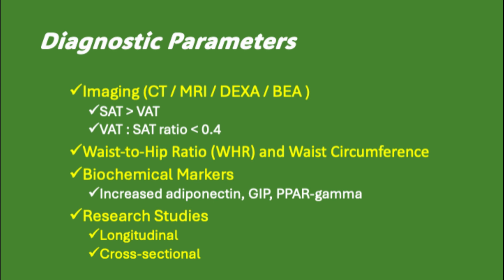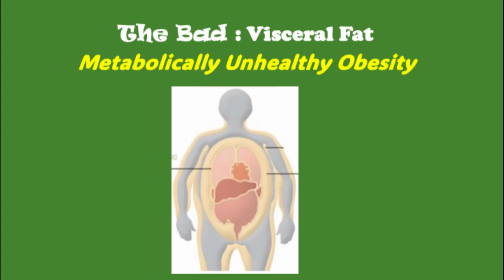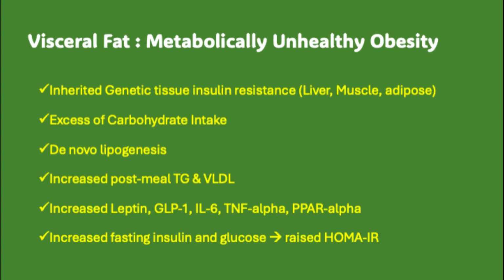That is the bad obesity, that is the visceral fat. Visceral fat, in this cartoon you will find, is inside the body, that is the trunk. So what is visceral fat? It gives rise to the metabolically unhealthy phenotype of obesity. It is inherited genetic tissue insulin resistance. People who have a history of diabetes in their parents usually will have insulin resistance inherited in the liver, muscle or adipose tissue, in the form of mutations in the enzymes that are required for storing the fat.